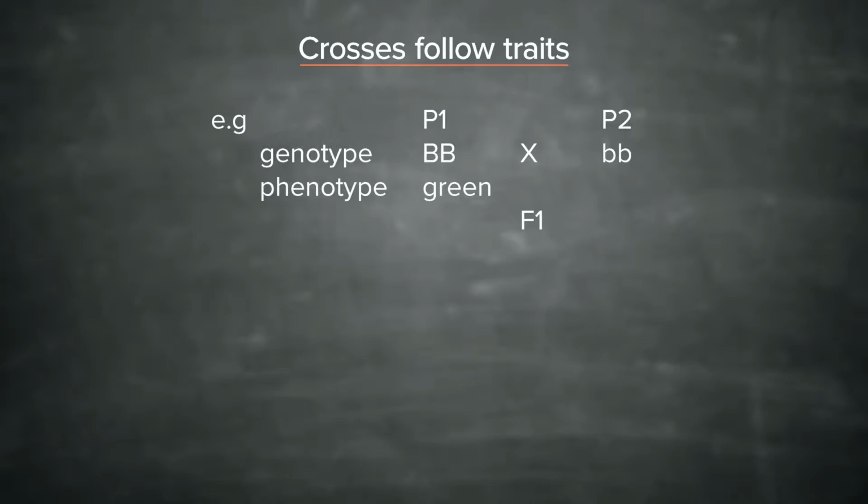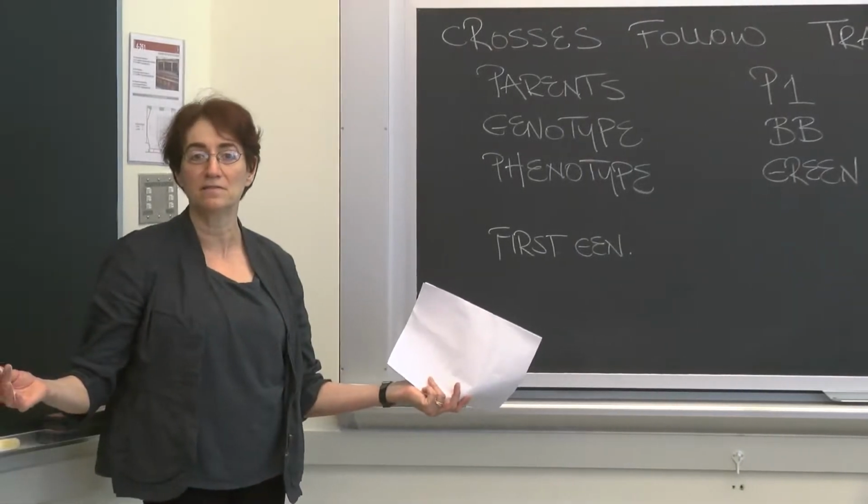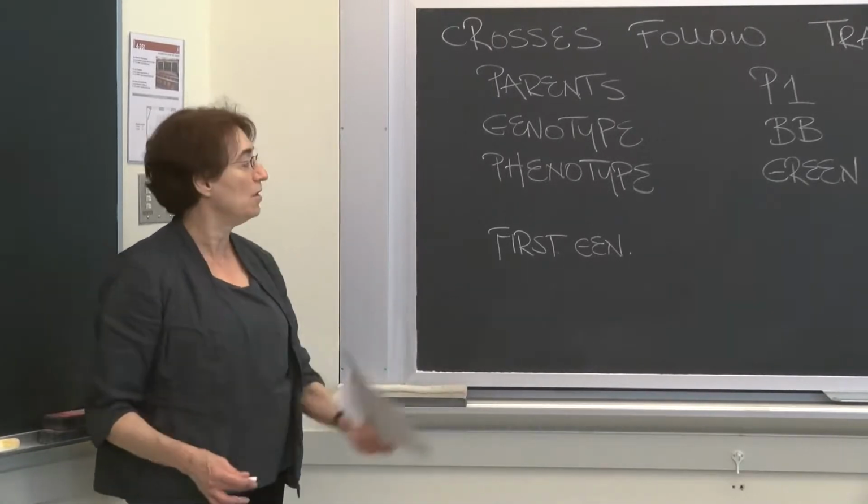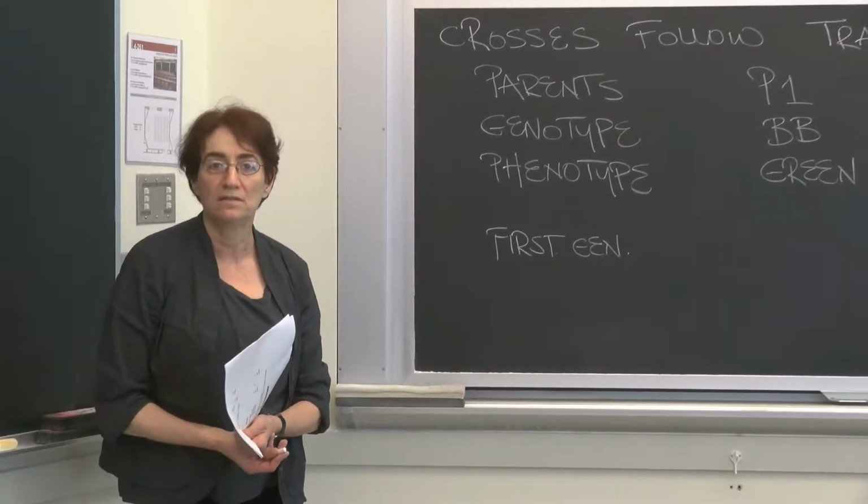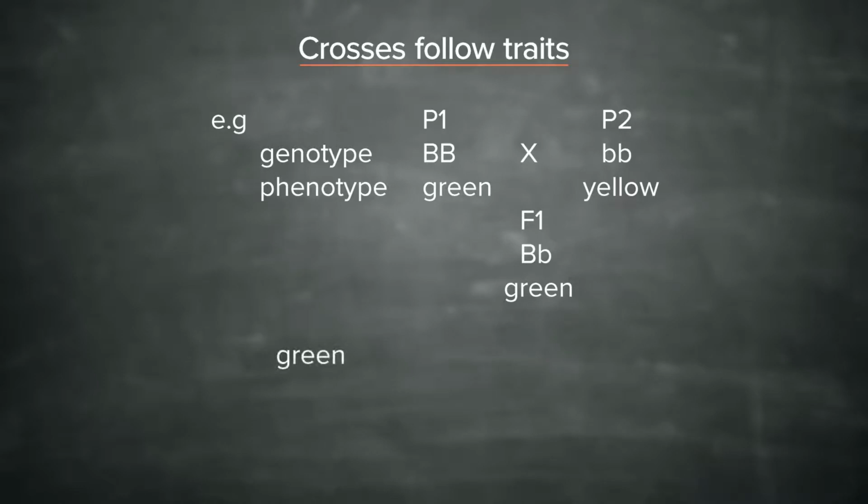Little b has a yellow phenotype. The apples are yellow. When you cross those together, as before, you get out the F1. The F1 is big B, little b, and they are all green. Aha! So you started with green and yellow apple plants, apple trees, and when you crossed them, you came out with all green. In this example, green is said to be dominant, and this would refer to the B allele.